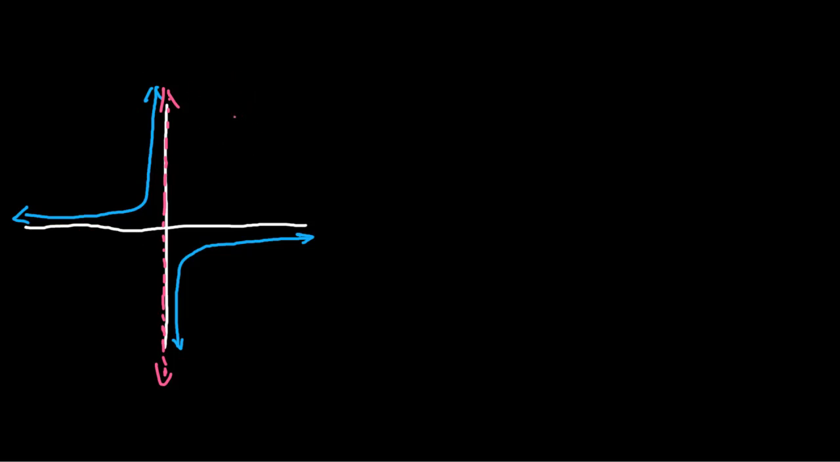How can we look at a function of x and say, hey, there's going to be a vertical asymptote at this point? Well, that's what we're going to figure out how to do today. So let us look at this equation that I have here for us. f of x is equal to x squared over x squared minus 16.